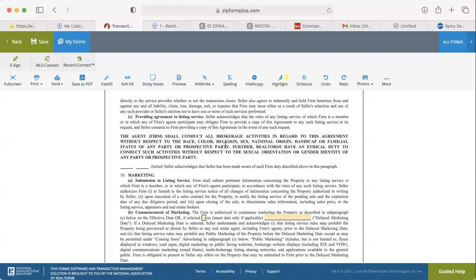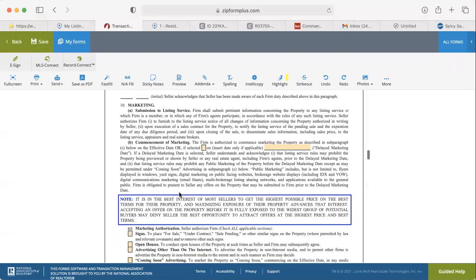So HUD has its own rules about what you can and can't discriminate over. This first section is HUD. The last two is something that the NAR has put into their code of ethics that we also have to honor, and that is sexual orientation or gender identity. And there's a place here that the seller needs to initial. Questions on that?